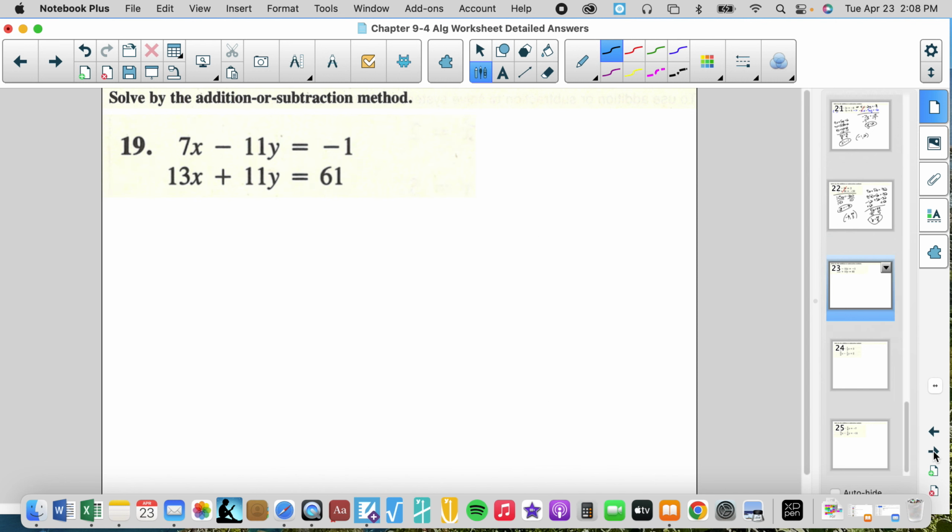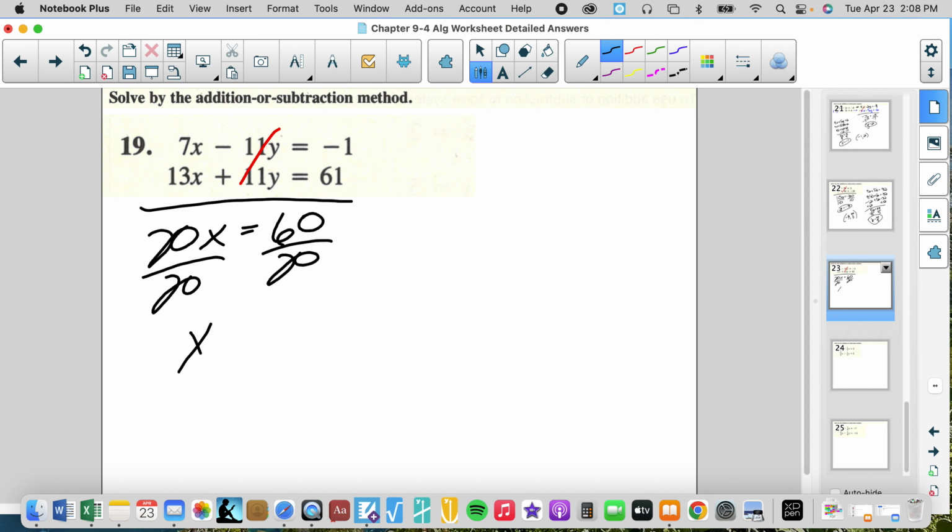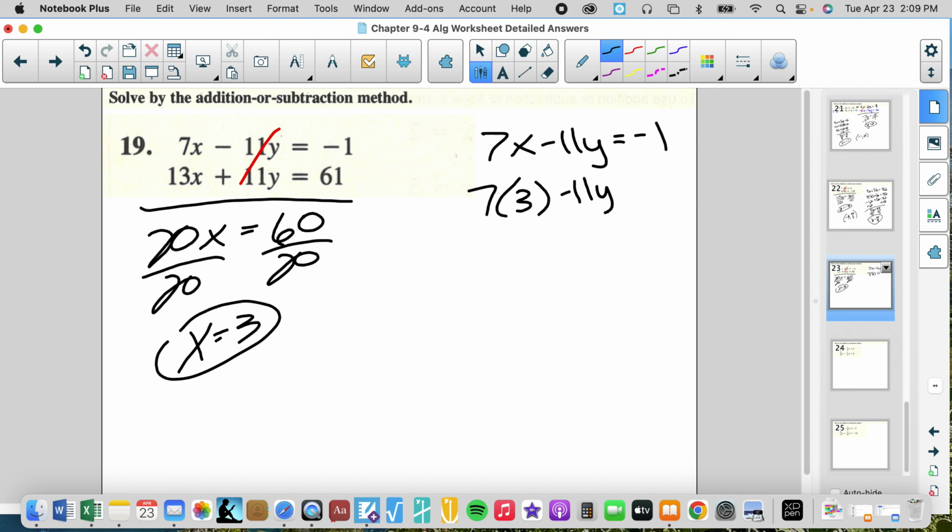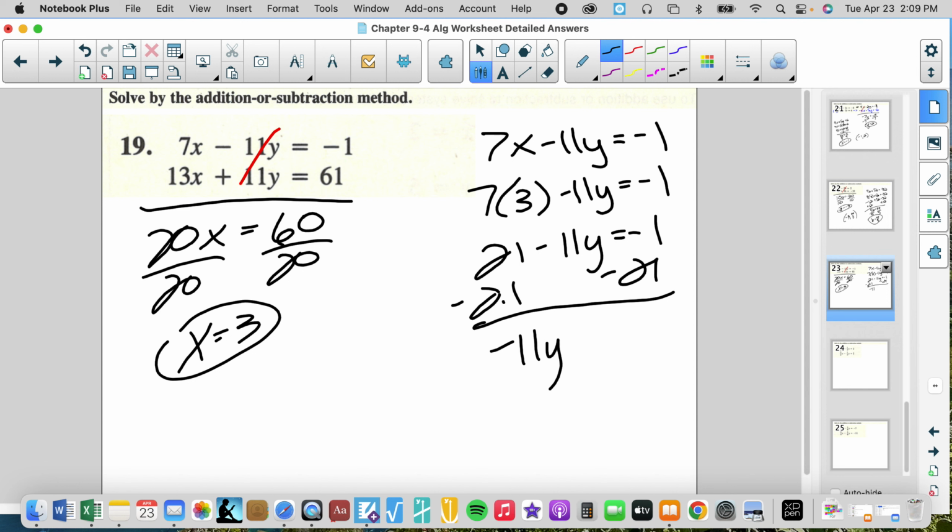So, okay, now I guess we're going to get a little goofy with our fractional answers. So that's 20x equals 60. That's not goofy yet. x equals 3. I'll use the top one. 7x minus 11y equals negative 1. 7 times 3 minus 11y equals negative 1. 21 minus 11y equals negative 1. Minus 21, minus 21. Negative 11y equals negative 22. Divide by negative 11. y equals 2.